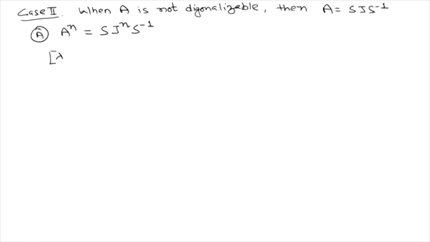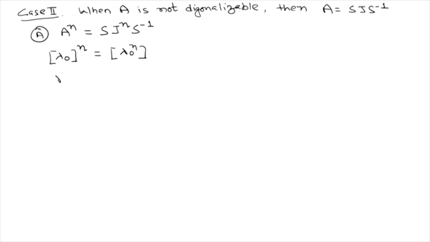So, let me take a Jordan block of size 1. If λ0 is there, then this λ0^n will become simply λ0^n. So, no problem with a Jordan block of size 1. Now, if you take a Jordan block of size 2, (λ0, 1; 0, λ0), so let us assume this is my J.